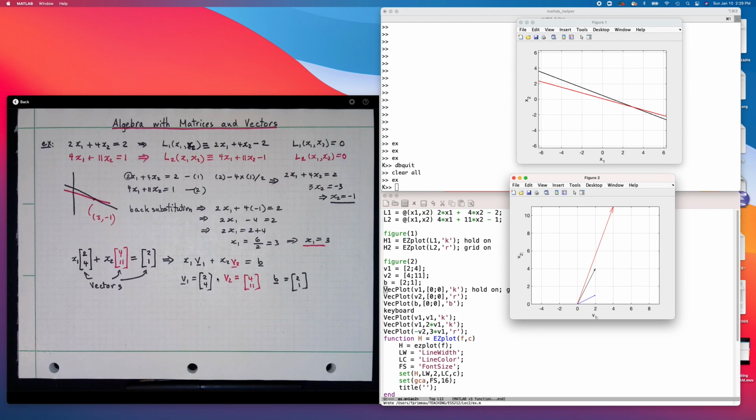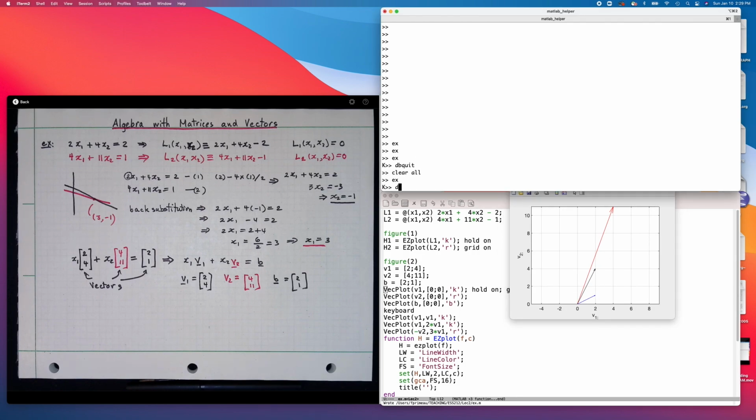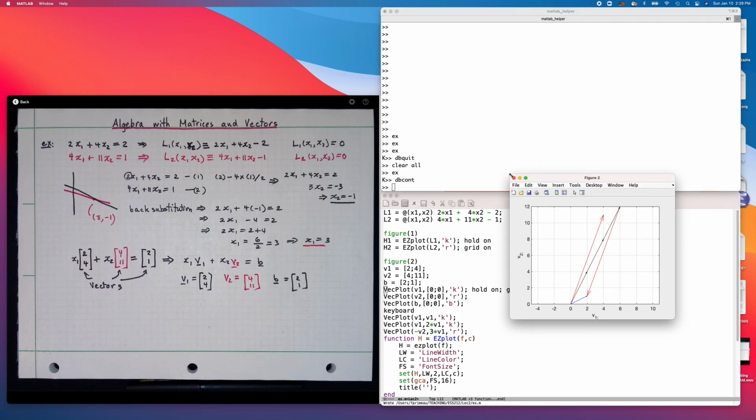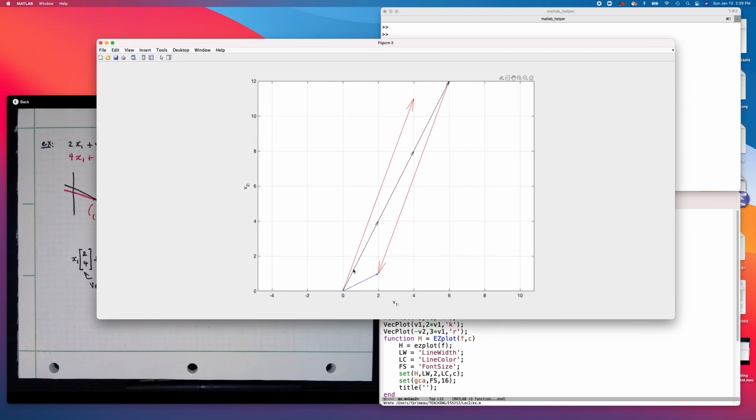Okay, so now if the algebra is correct, if I add 3 times the black vector, 1, 2, 3, I'll end up somewhere over here, and then I would subtract the red one and I would end up back down here. So let's see if it works. dbcontinue, and indeed it does. So let me make it big so you can see. This is the original v1, this is 2 times v1, this is 3 times v1, and then from that I subtract 1 times v2, and that brings us back down to where this blue vector is, which is the right hand side, the b vector.